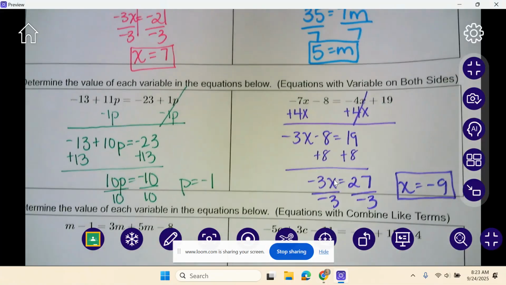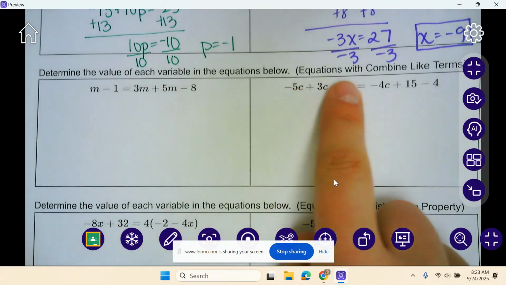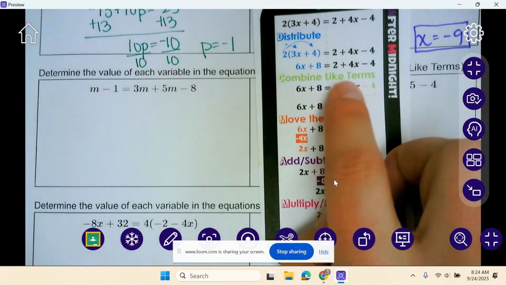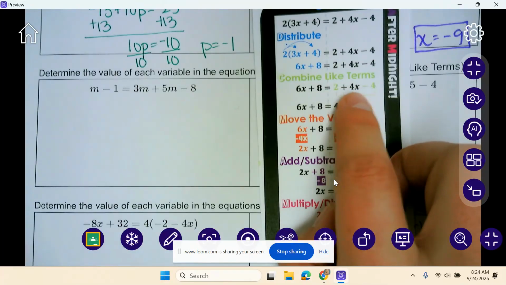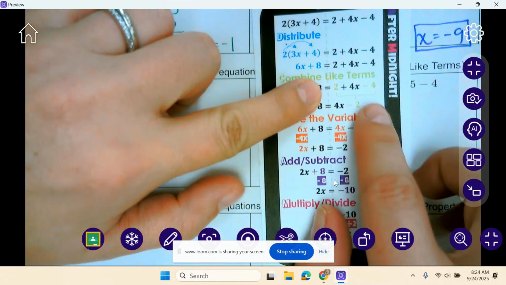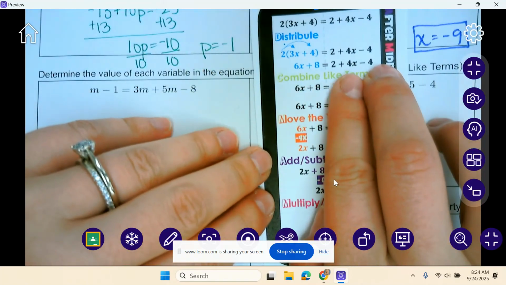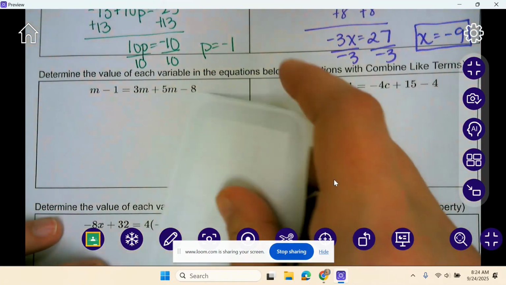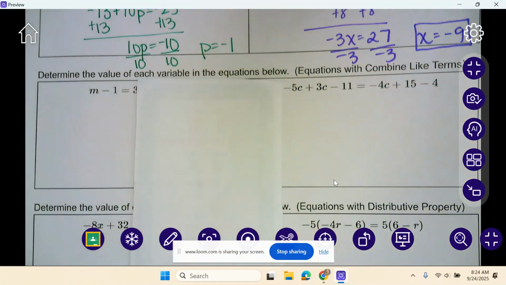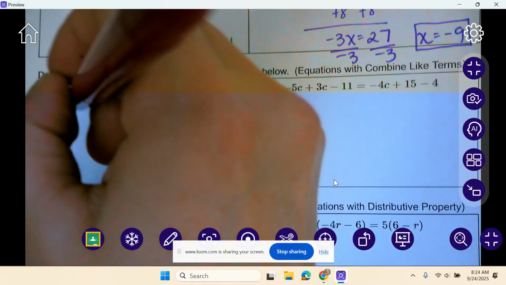All right, so next up we have equations with combined like terms. So that's going to be the second step right here. So these are on the same side of the equal. So you're only going to do just the left side of the equal or just the right side of the equal. So over here, just on the left side of the equal, there is nothing to combine. So you could actually just write it all over again. So you could write out m minus 1 equals.